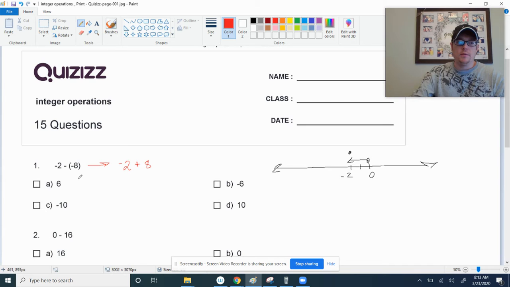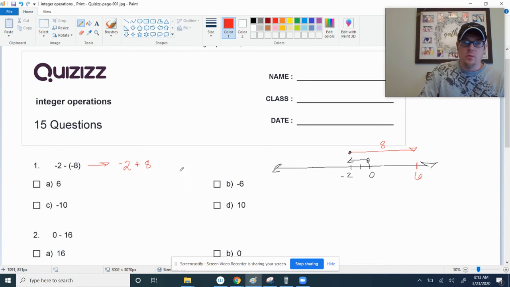So taking away -8 is like losing $8 of debt. And so if you take away debt, that's like increasing your value. It's the way that I think about it. So if I go up 8, where does that land me? Well, it lands me at 2 to get to 0, and then 6 more to get where that ends up. So that would land me at +6.